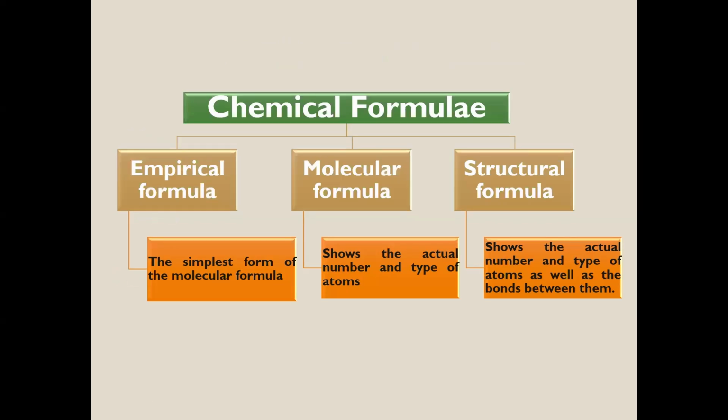So that's to remind you that chemical formula can be empirical, molecular, or structure. The empirical is the simplest form of the molecular formula that shows us the simplest ratio of each element in that compound. Molecular formula shows us the actual number and type of atoms that is involved, without showing the bonds, how they bind together. The structure formula shows us the actual number of atoms, the types of the atoms, and the bonds between them.